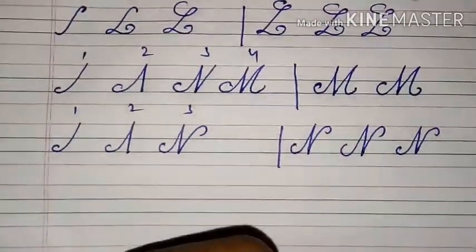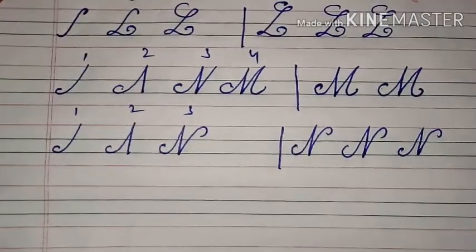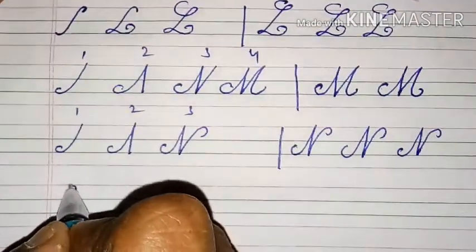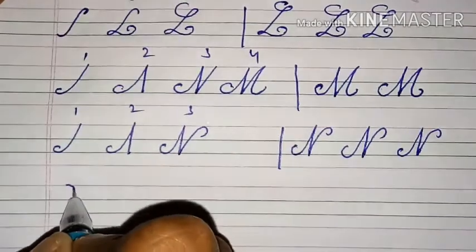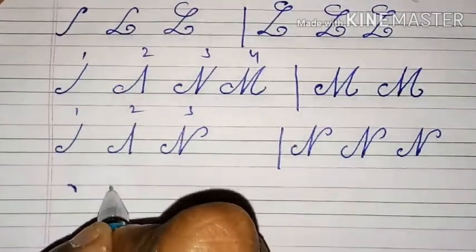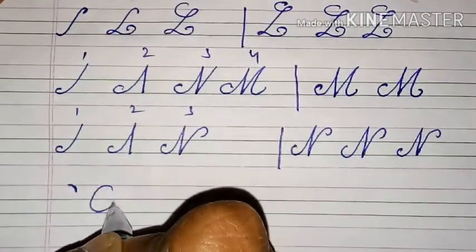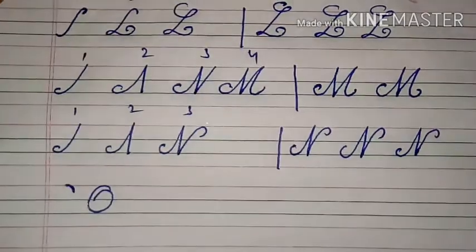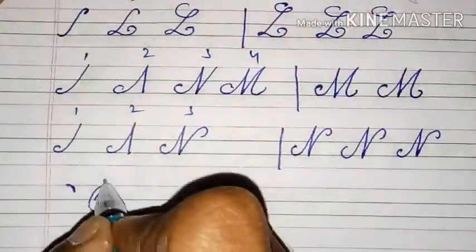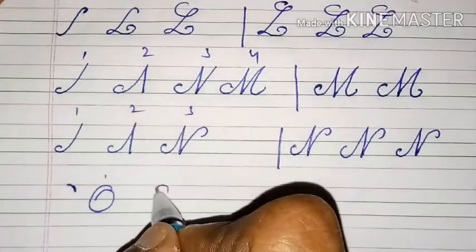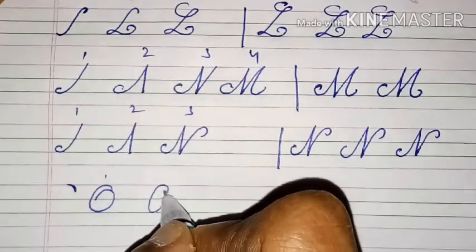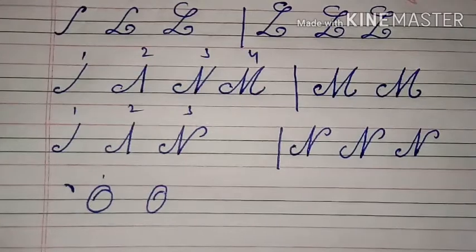Next one is O. Since O is a simple letter, I'll just show you in a single stroke. Start here, take inside and touch it here. I will write it as an oval shape. It looks good.